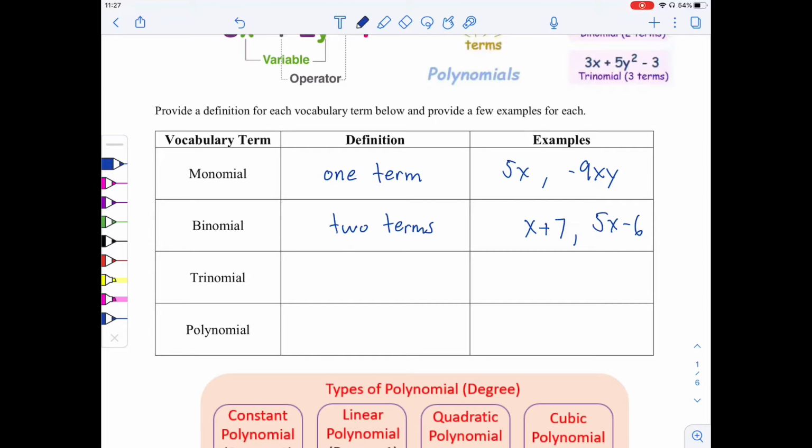Trinomial, right? Tri is 3. So you have 3 terms, like x squared minus 7x plus 8. Right? You have 3 different terms. Your x squared is one of them, negative 7x, and positive 8. They're all separated by subtraction or addition in between. And then everything above 3 terms, in general, we just call polynomials. Right? These are many terms.